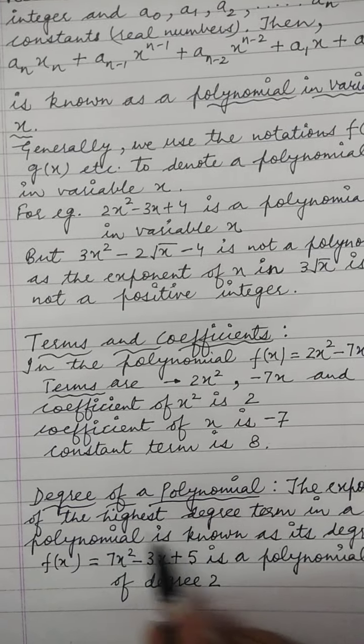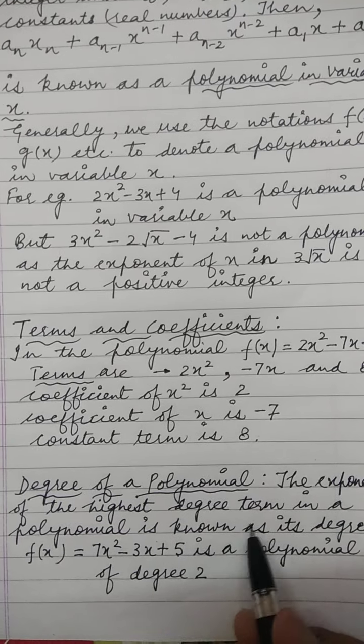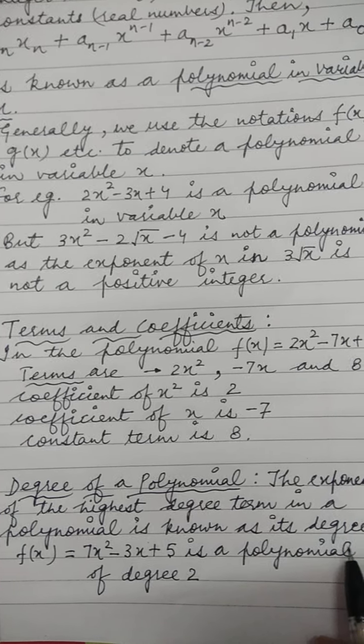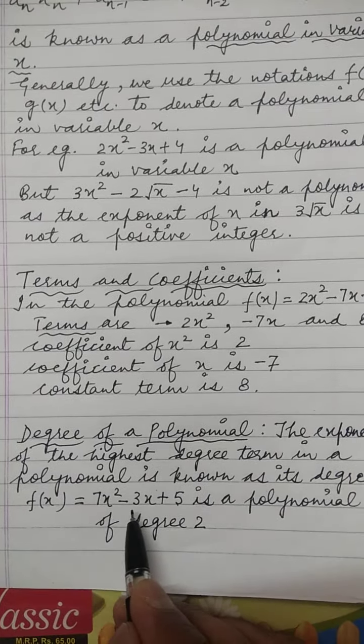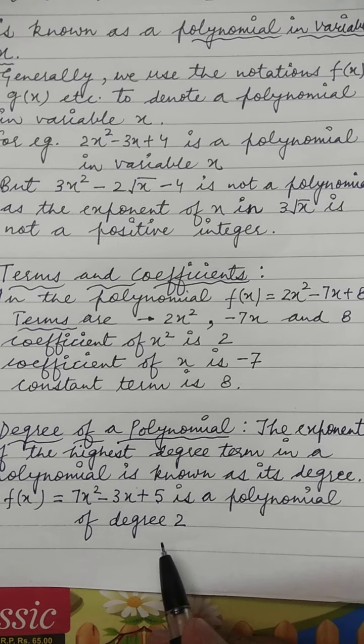Now come to the degree of a polynomial. The exponent of the highest degree term in a polynomial is known as its degree. For example, f(x) = 7x² − 3x + 5 is a polynomial of degree 2.